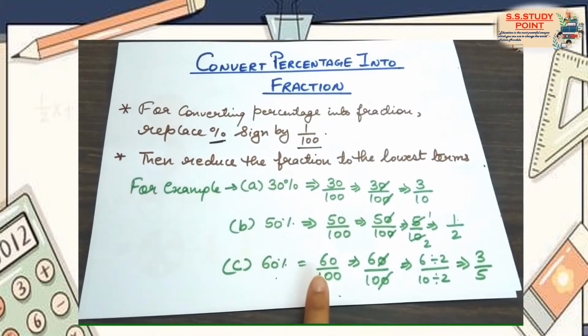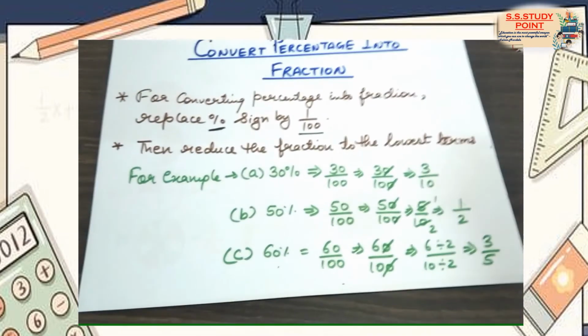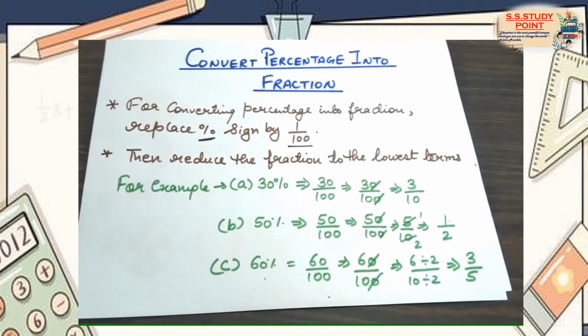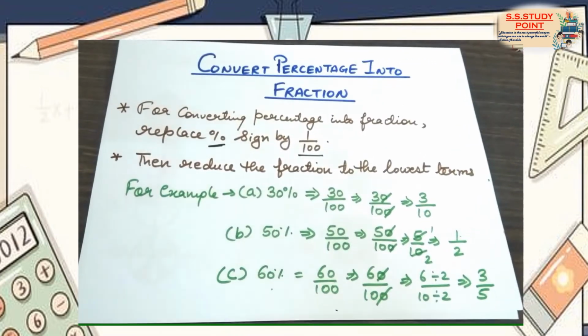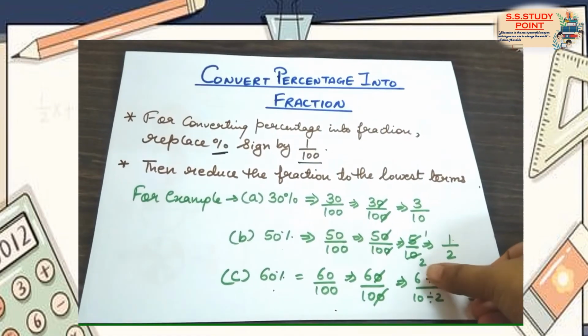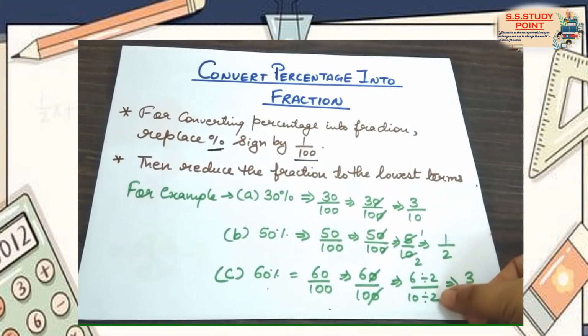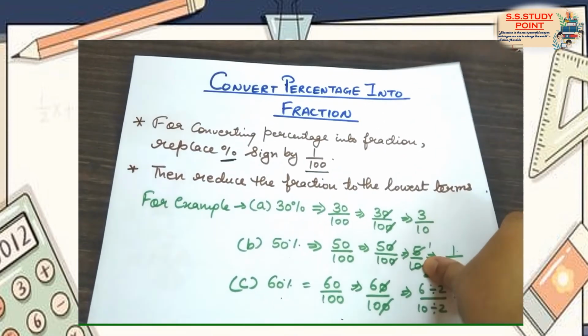In 60, I got 60 by 100, but it is still divisible by which number? 2. Always remember, children, we need to reduce a fraction to its lowest terms. So if I divide 6 and 10 by 2, I get 3 and 5. Make sure that when you are reducing, you divide both by the same number.